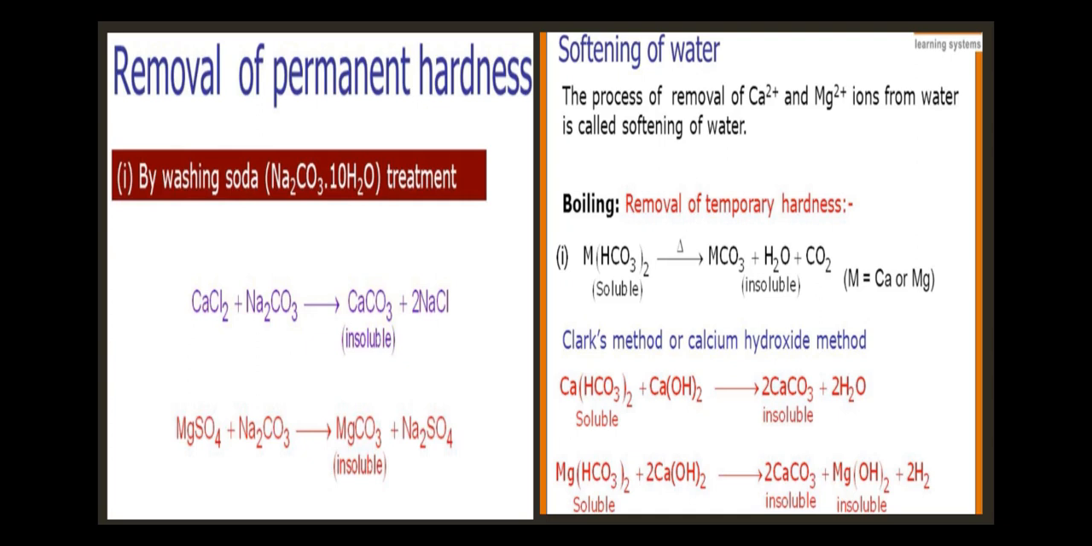Temporary hardness of water can first be removed simply by boiling it. When we start boiling, the soluble salts of calcium and magnesium become insoluble. Then one more method is the slaked lime method, or calcium hydroxide method, in which the dissolved salt reacts with calcium hydroxide and becomes insoluble. As you can see here in the reaction, Ca(HCO3)2 when reacted with calcium hydroxide forms CaCO3, which is insoluble, and pure water is obtained.